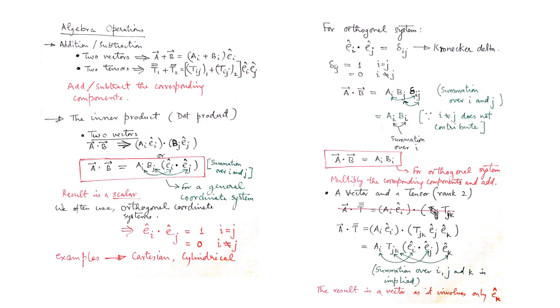Same is the story with the tensors. So T1 tensor added to T2 tensor, I will write it as T_ij^(1) plus T_ij^(2), and of course e_i cap e_j cap, the dyads. So again here i and j are repeating indices, so you have a double summation, which is not written actually, but it is implied.